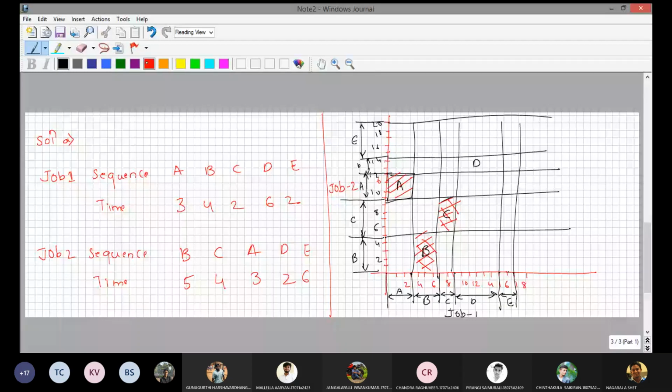Sometimes problems we cannot solve mathematically, we have to do in the graphical method also. It's a very simple manner that we have identified in the idle time. And the final one is E here and here.